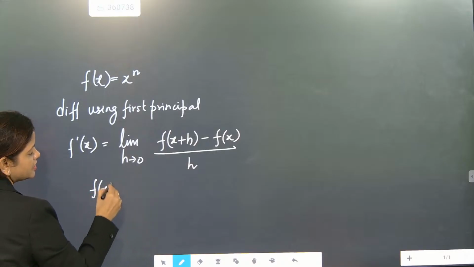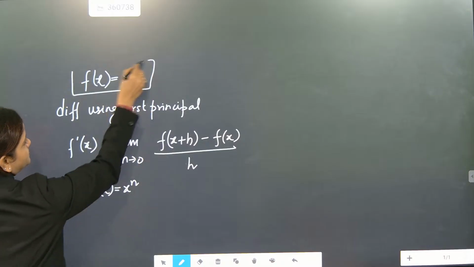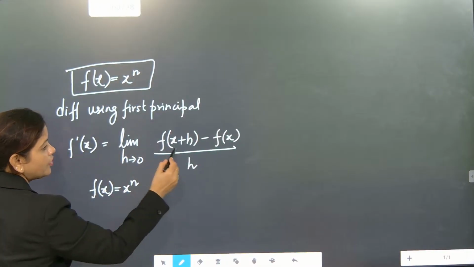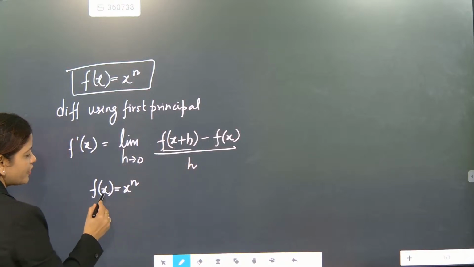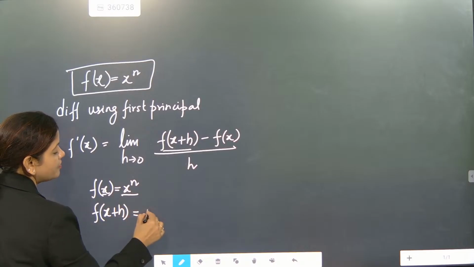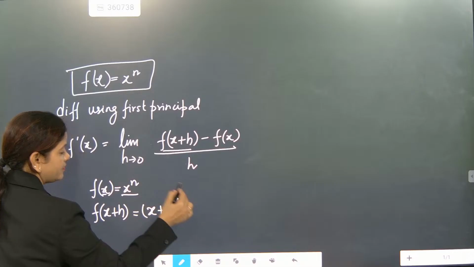f of x is equal to x to the power n. This is your question. You have to differentiate it. But here, what is x plus h? So if f of x is x to the power n, what is x plus h? It will become x plus h to the power n.